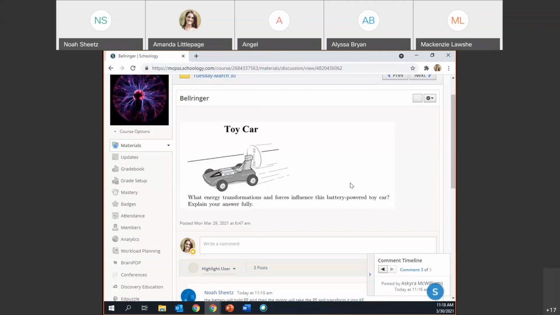So the toy car, again, has potential energy. So does the battery, which has chemical stored potential energy. You put it into the car, you turn it on, and the energy is transferred from chemical stored potential energy to electrical energy, then to mechanical energy, and ultimately kinetic energy as the car begins to move. So that's how you would describe the transformation.